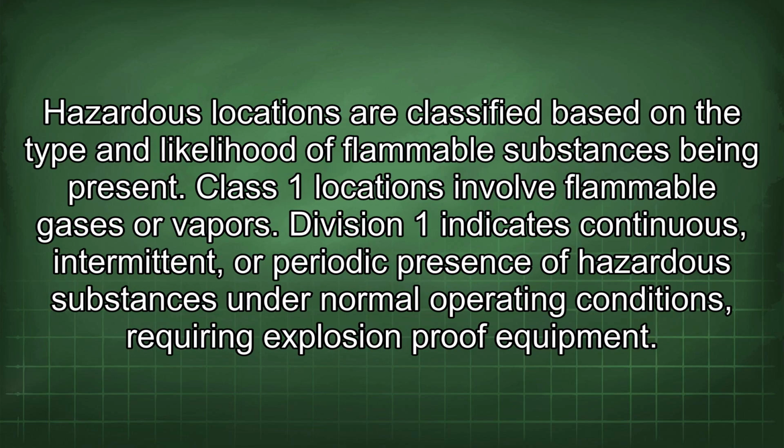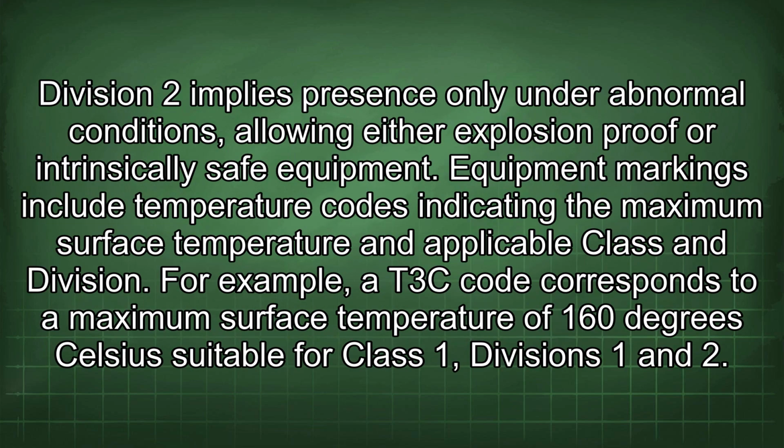Hazardous locations are classified based on the type and likelihood of flammable substances being present. Class 1 locations involve flammable gases or vapors. Division 1 indicates continuous, intermittent, or periodic presence of hazardous substances under normal operating conditions, requiring explosion-proof equipment. Division 2 implies presence only under abnormal conditions, allowing either explosion-proof or intrinsically safe equipment.